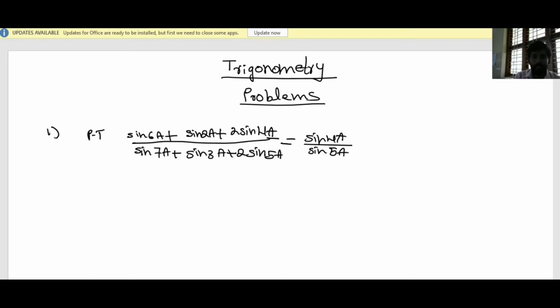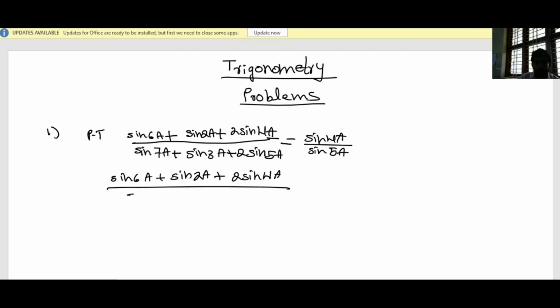Okay. To solve this problem, first consider the LHS, that is (sin 6A + sin 2A + 2 sin 4A) by (sin 7A + sin 3A + 2 sin 5A). This is the given LHS.